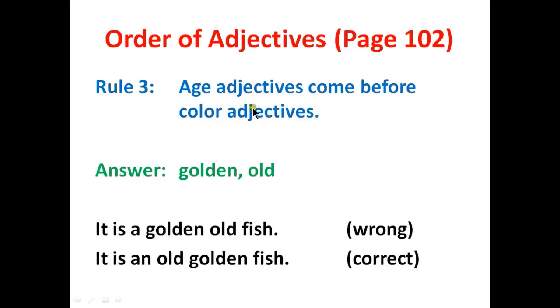Age adjectives come before color adjectives. Now the words golden and old are two adjectives here. The word golden is a color adjective. Old is an age adjective. I have to use these two adjectives in a sentence according to the sense of rule number 3. It is a golden old fish. Wrong. It is an old golden fish. Correct.